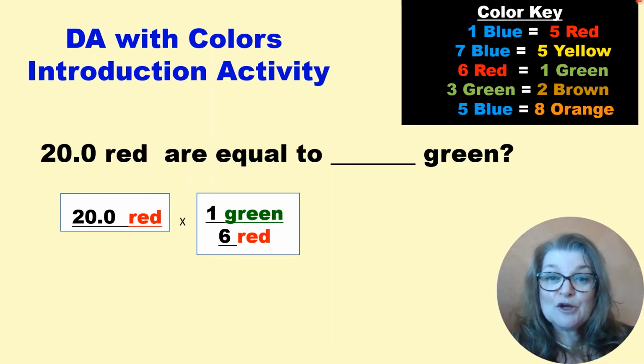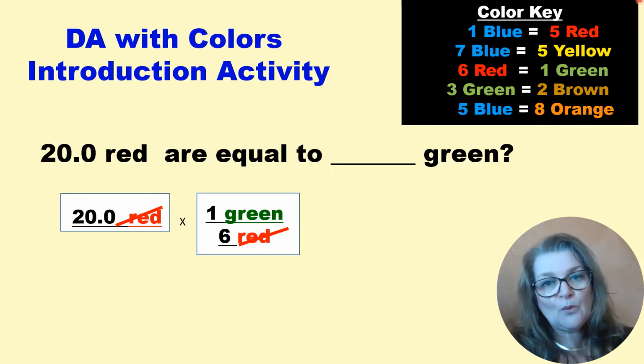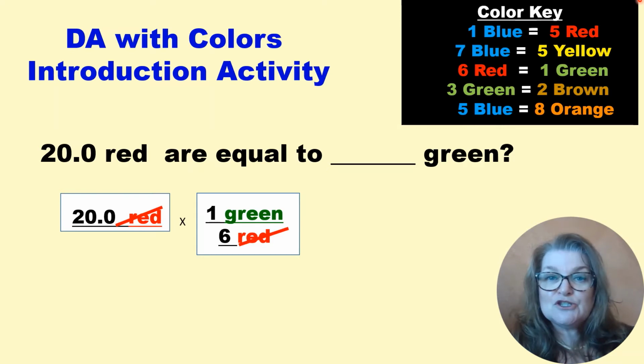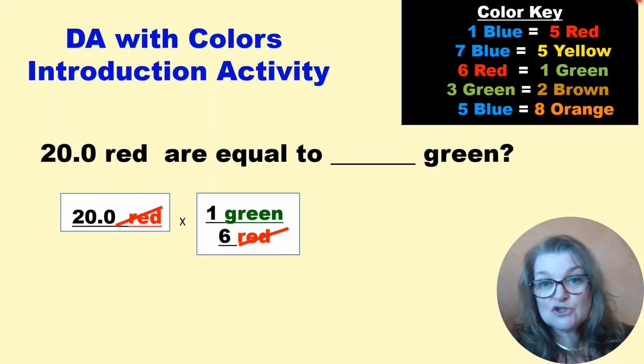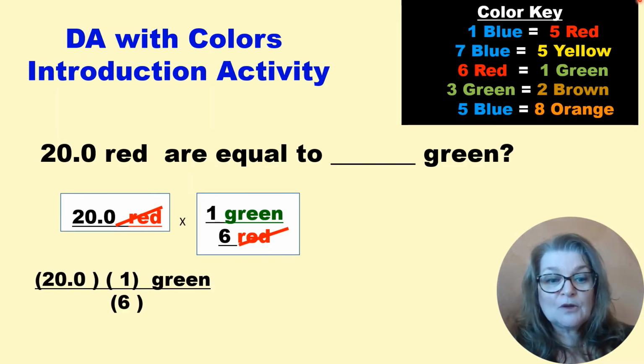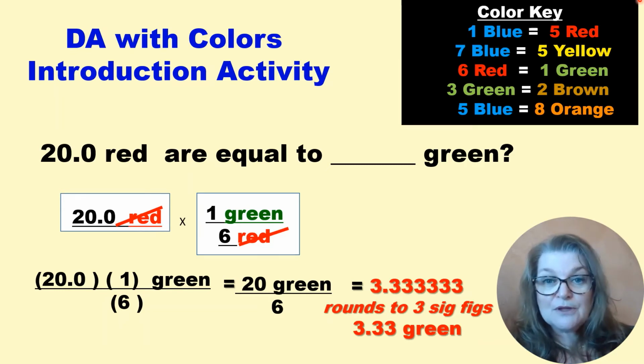Now since red is in the numerator and the denominator, we're able to cancel out those units, not the numbers that went with them, just the word red. And we can see that the only unit left is green, which is what our answer should be in. So we're done with conversion factors, and now we're going to multiply across the top. We have 20.0 times 1 green, that's what's left on the numerator, and the only thing left in the denominator is a 6. So when we multiply across, we have 20 divided by 6, which comes out to 3.33 repeating.